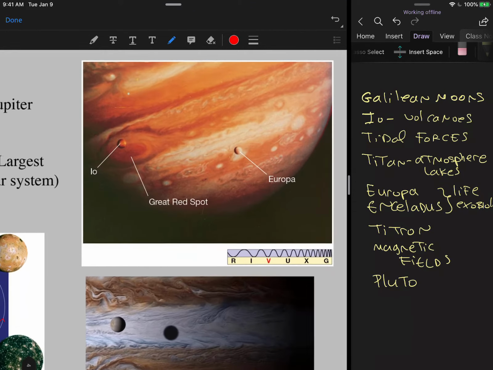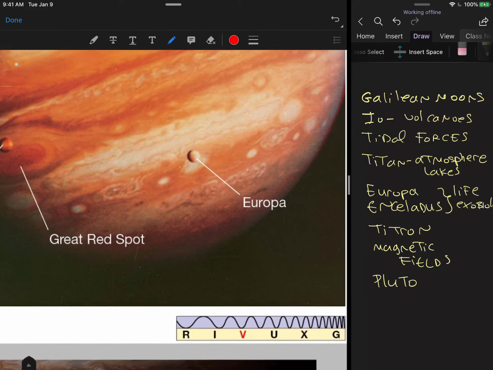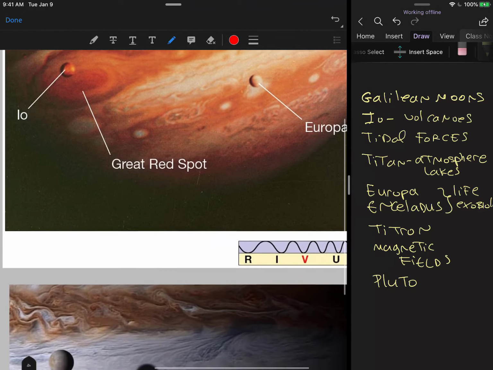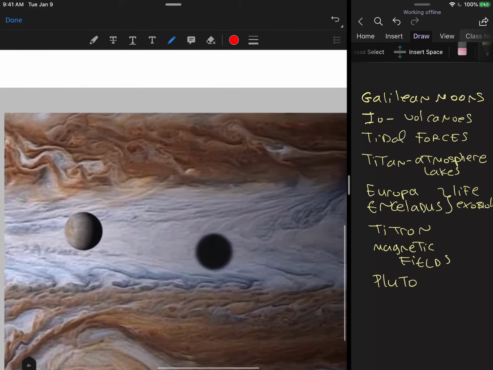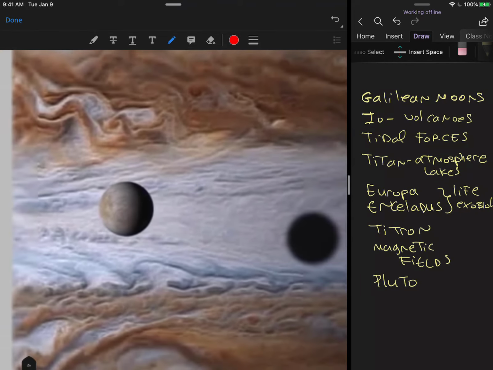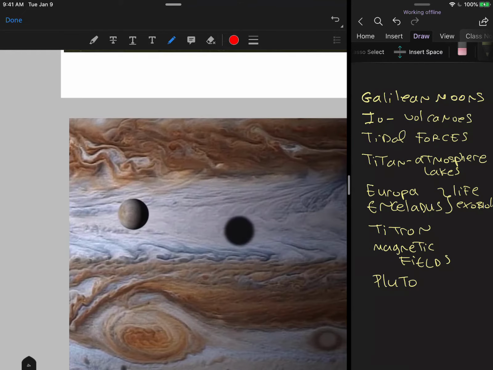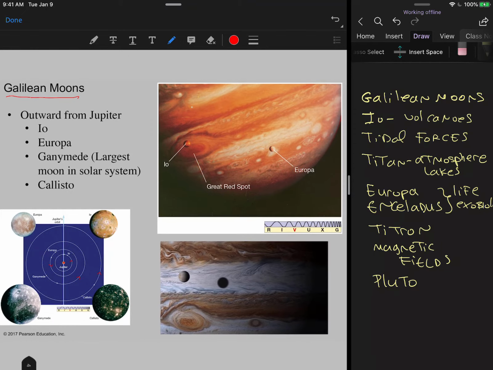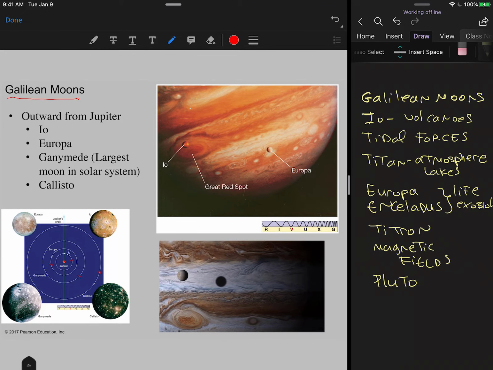So here we have a picture of Europa. And this is a picture of Io. And Europa is actually an easy moon to identify because you can see right here it has a nice smooth surface. And you can see it casting a shadow onto Jupiter. So these are the moons that Galileo was able to see using a telescope.